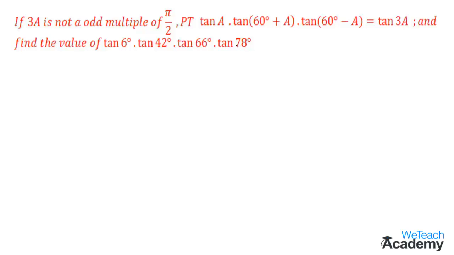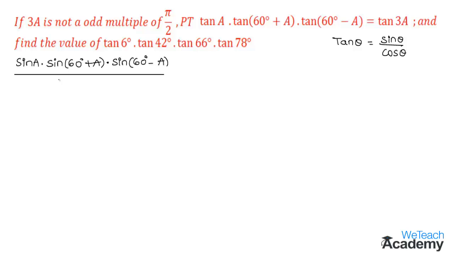So in order to prove, let us consider the LHS, and by using the definition of tan theta, which is equal to sin theta divided by cos theta, we can write tan a into tan 60 degrees plus a into tan 60 degrees minus a in terms of sin and cos. So here we get sin a into sin 60 degrees plus a into sin 60 degrees minus a divided by cos a into cos 60 degrees plus a into cos 60 degrees minus a.